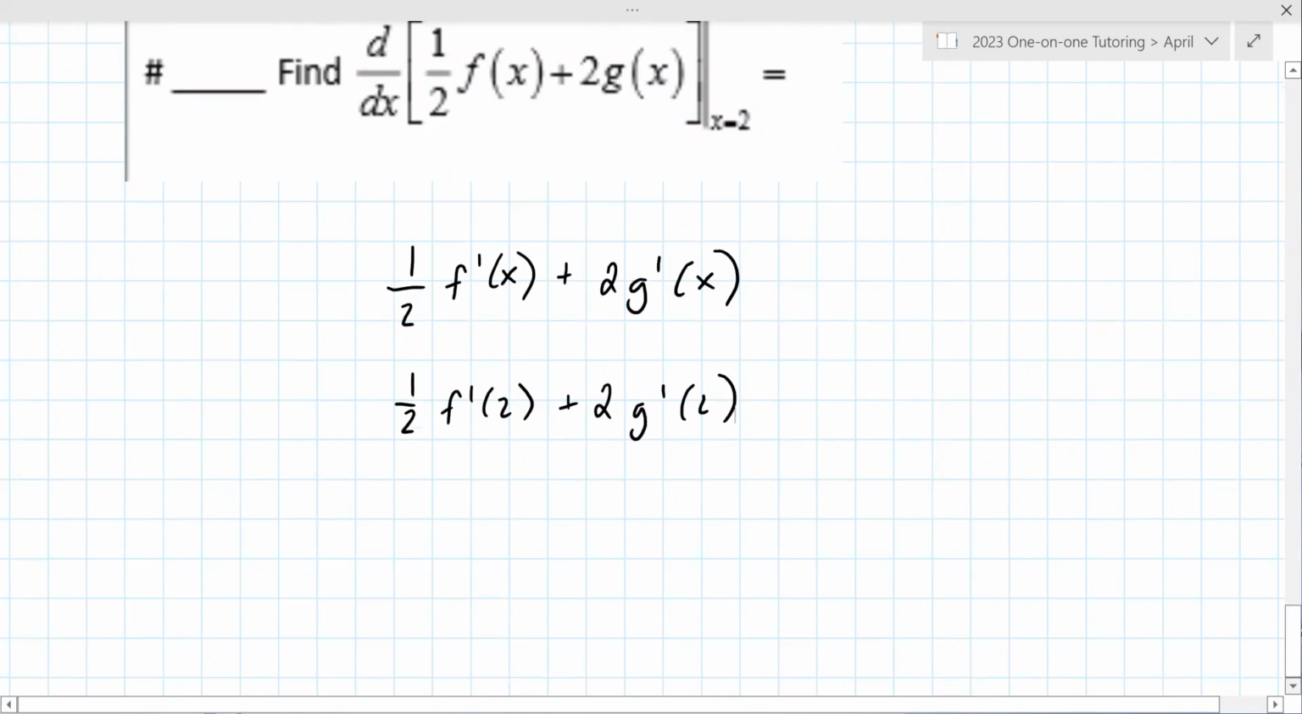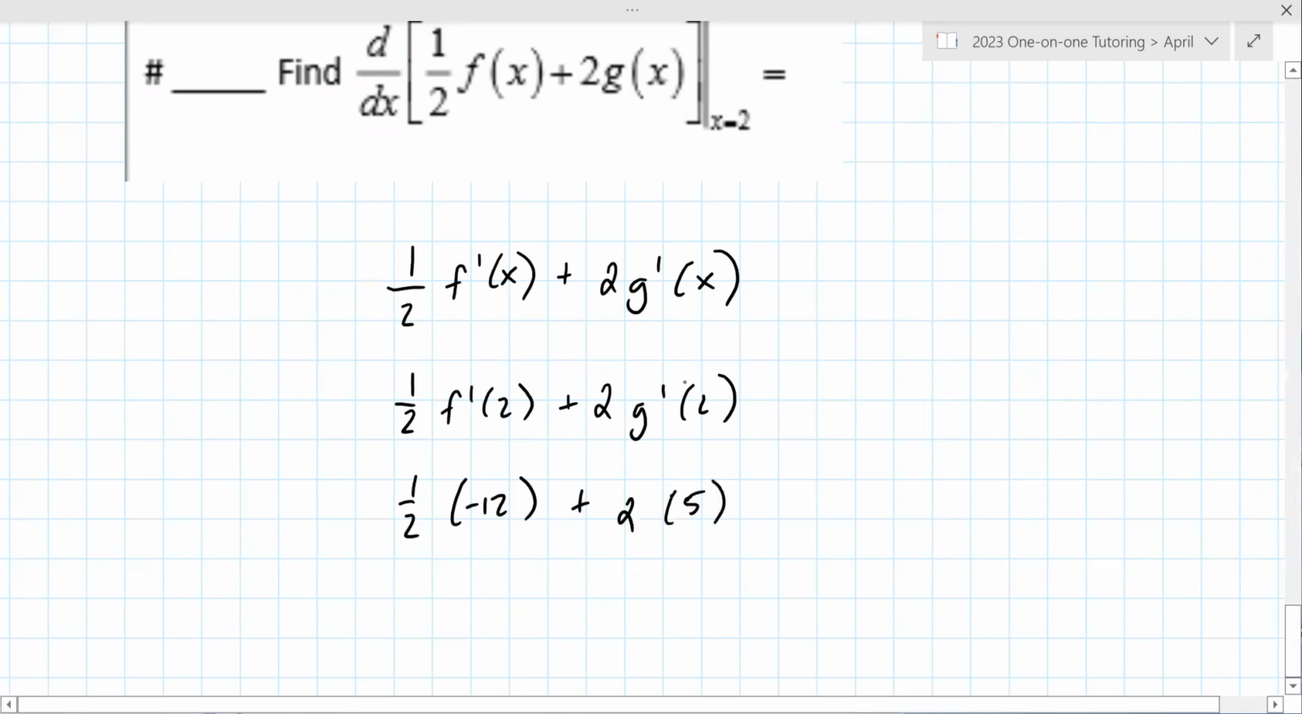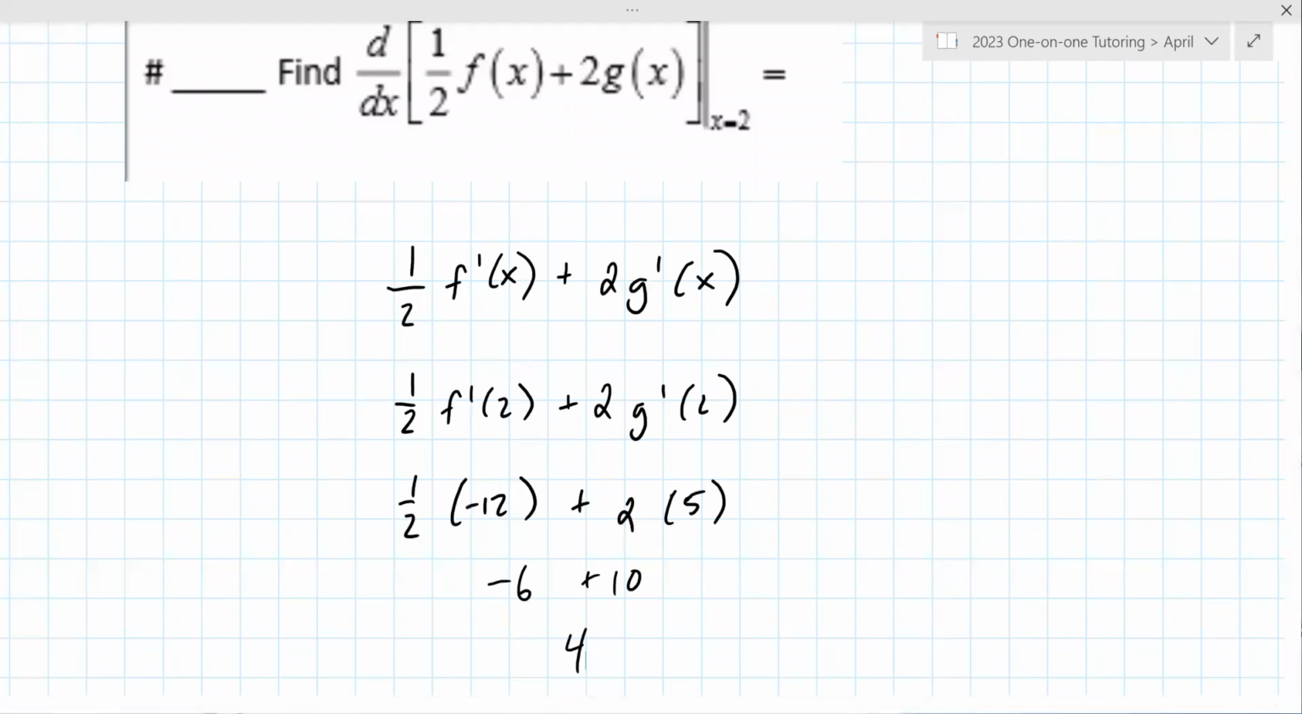Sorry, let me scroll down. F prime of 2 is -12. Good. And 1/2 of that, G prime of 2. Wait, let me just write this down. Sure. G prime of 2 equals 5. Good. So it's -6 plus 10, which equals 4. All right.